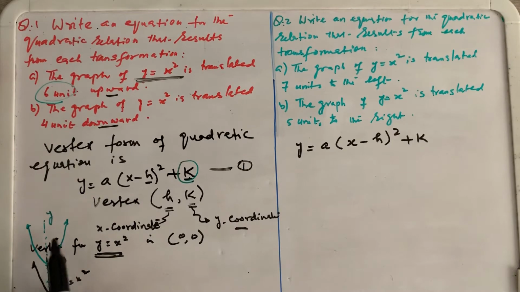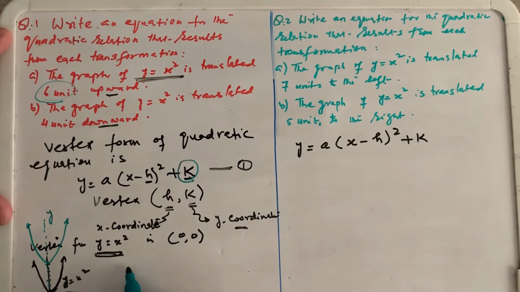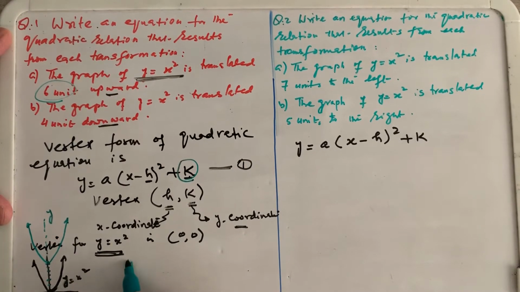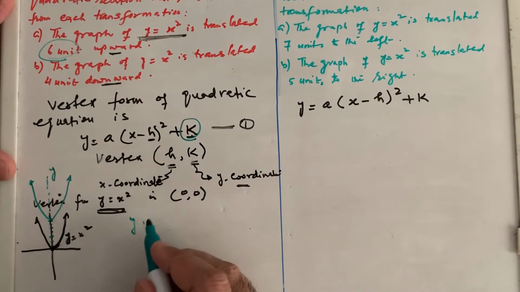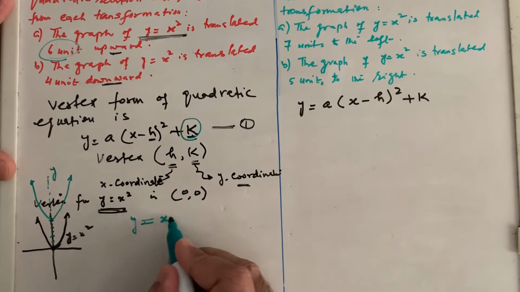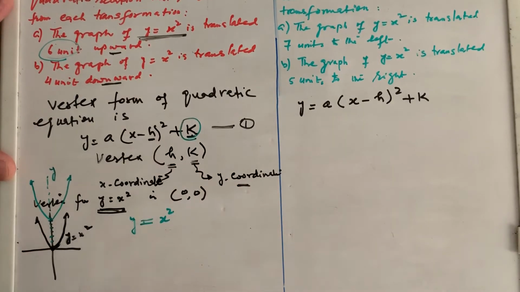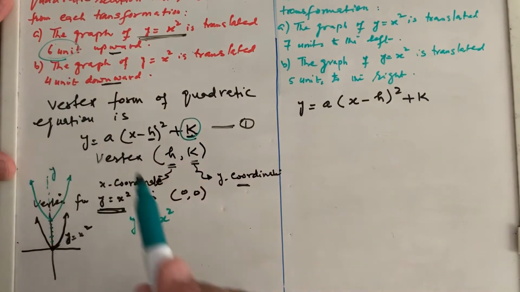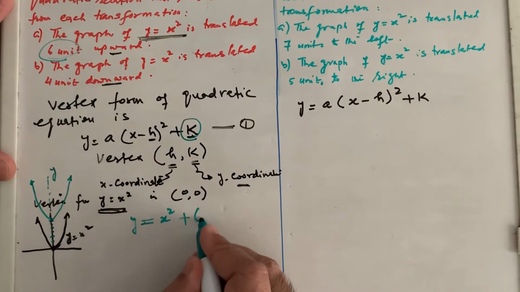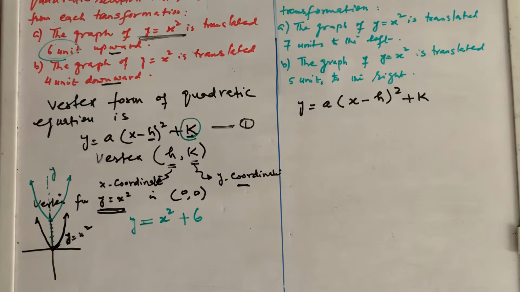So what is the equation? What should be the equation for this curve? The green curve, which is translated 6 unit upward. Very simple. So you will say y is equals to x square will remain there, but it is translated. That means k value is now present. And what is that k value? Which is 6. So my graph is x square plus 6, right? This is my green graph.